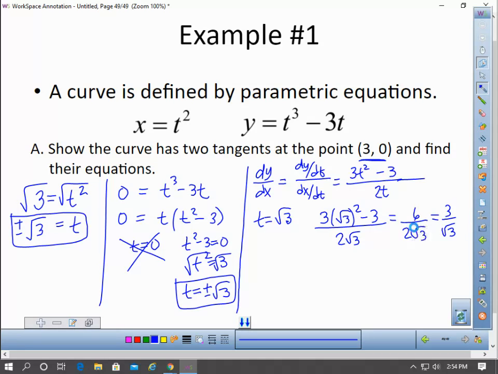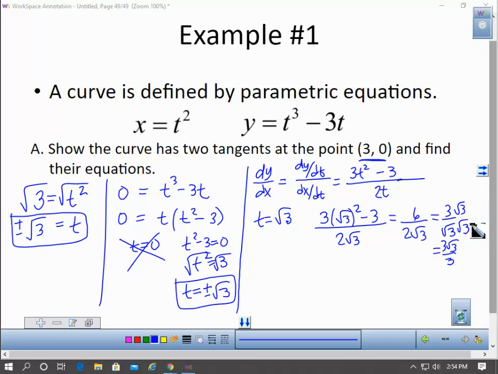So that means, and then if I rationalize it, you can rationalize that, or you can leave it that way. It just depends on which form you want to have it. If we rationalize it, it would be radical 3 over radical 3, which gives me 3 radical 3 over 3, which is just radical 3. So you could either leave it in the form 3 over radical 3, or you could rationalize it, and that turns out to be radical 3. So that means that's one of my slopes, okay?